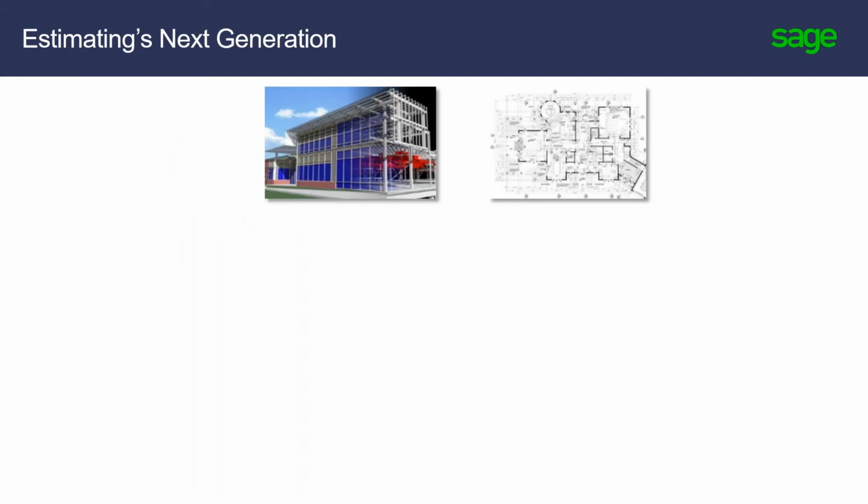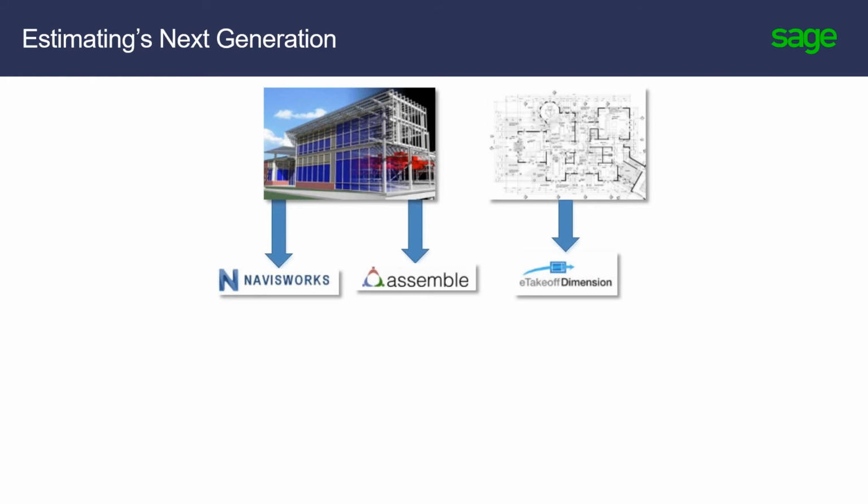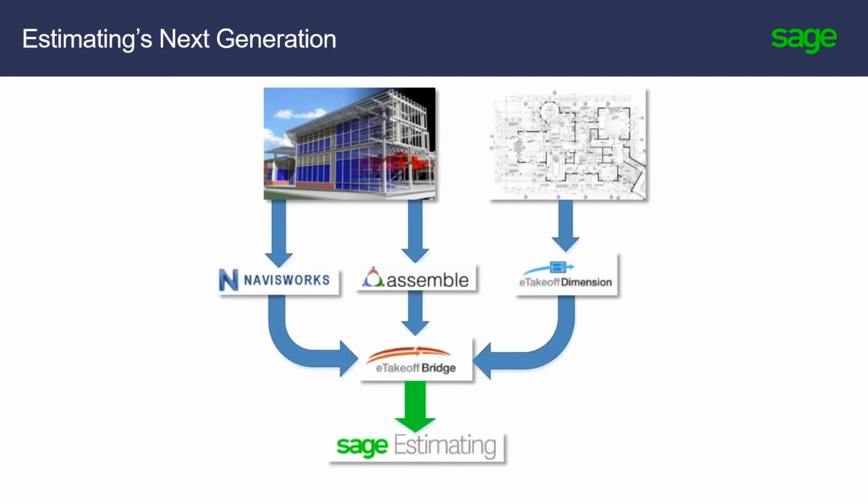With that in mind, if you're taking off information, you're getting it from plans or from a model. What we're going to do is get that information into best-in-class solutions: Navisworks or Assemble for a model, eTakeoff Dimension for a 2D set of plans. We'll use one of those solutions to get the information out of the model or the drawing, and bring it into Bridge. Bridge is that final piece.